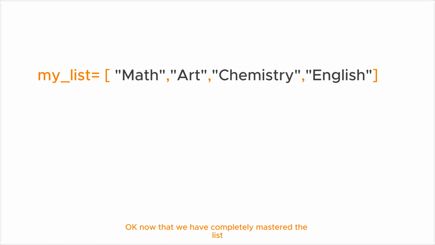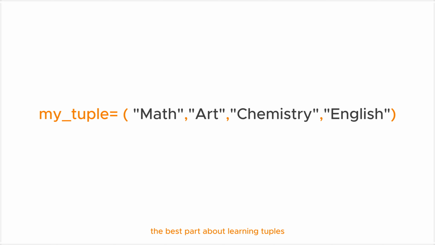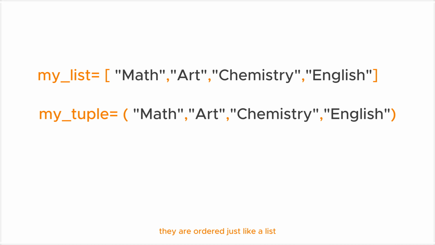Okay, now that we have completely mastered the list, it's time to introduce our second data structure, the tuple. The best part about learning tuples is that you already know about 90% of it because it is incredibly similar to a list. First, let's talk about the similarities between a tuple and a list. They are ordered. Just like a list, the items in a tuple have a specific defined order, and that order doesn't change. They can be accessed by index.